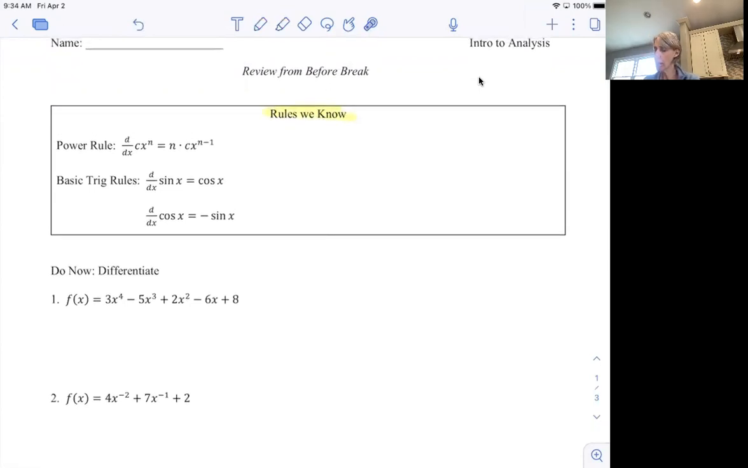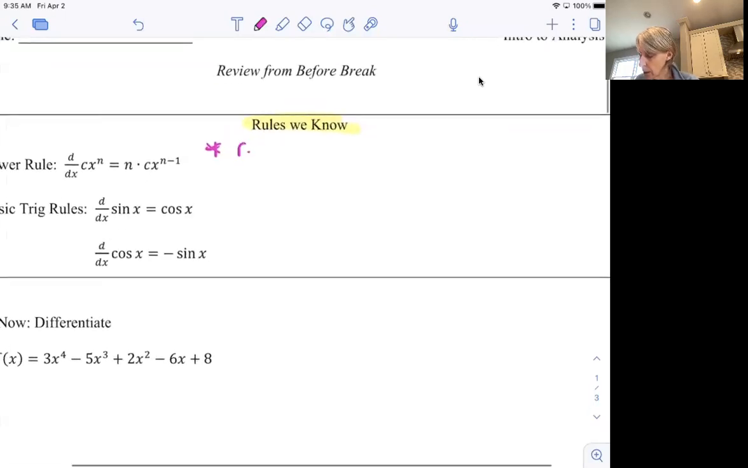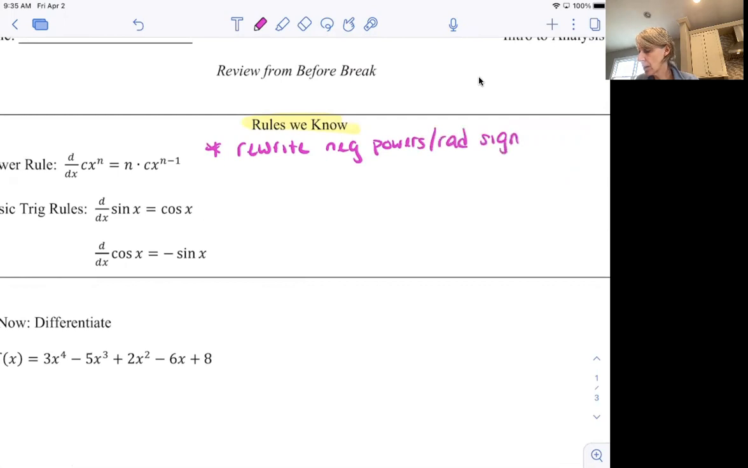Okay, so before break, we talked about the power rule, right? If we take the derivative of something times a variable raised to a power, bring the power down in front, multiply it by whatever number was there, subtract 1 to get the new power. We just want to remember that when we use this rule, we want to rewrite negative powers and radical signs. We're going to review that in just a minute.